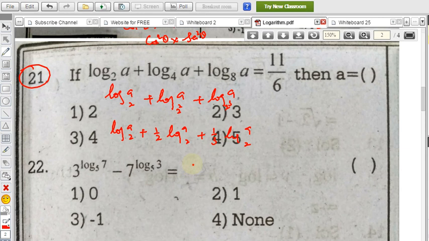Then overall if you take the sum altogether, if you take log a to the base 2 common, 1 plus 1 by 2 plus 1 by 3 log a to the base 2. So 6 is the LCM. So 1, 1 by 2, 1 by 3 with 6 common, 6 plus 3 plus 2 is 11, so 11 by 6 log a to the base 2.